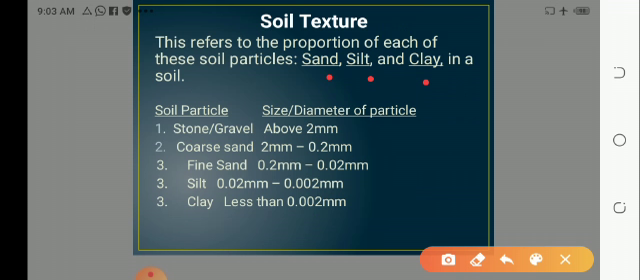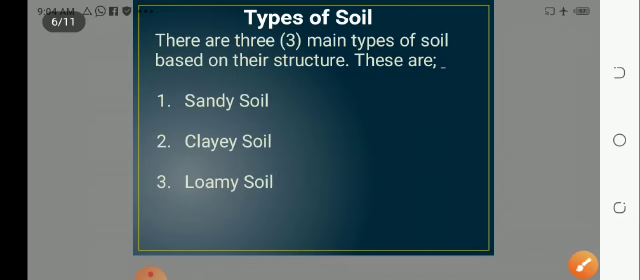When you look at the table below, you see a table of soil particles and the size of the particle. Stone or gravel has a diameter above 2 millimeters. Coarse sand has a diameter between 2 millimeters and 0.2 millimeter. Fine sand has a diameter of 0.2 to 0.02 millimeter. Silt is finer, with a diameter of between 0.02 and 0.002 millimeter. Clay, which is the finest soil particle, is less than 0.002 millimeter in diameter. So the proportion of these particles determines the texture of the soil. The constituents of soil we have discussed in the first class.